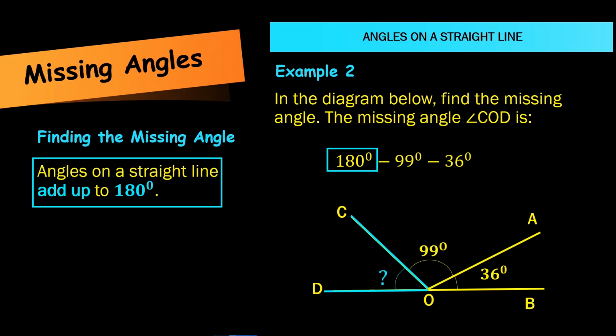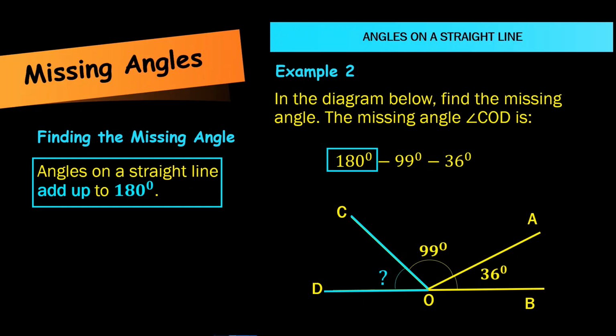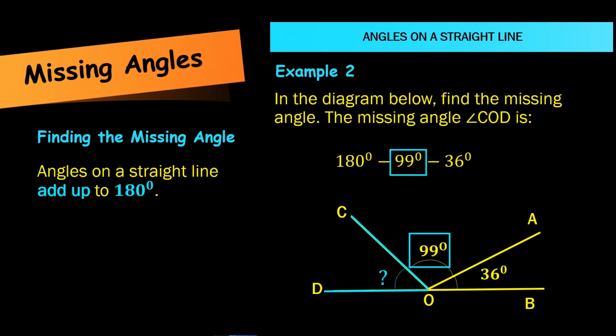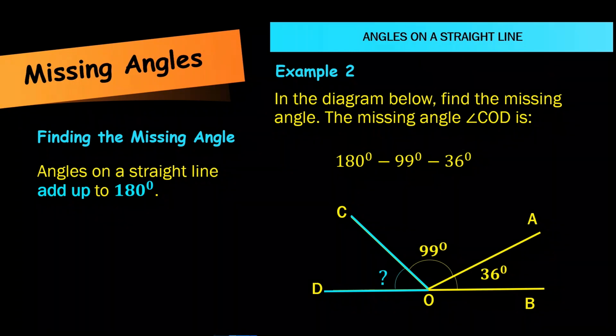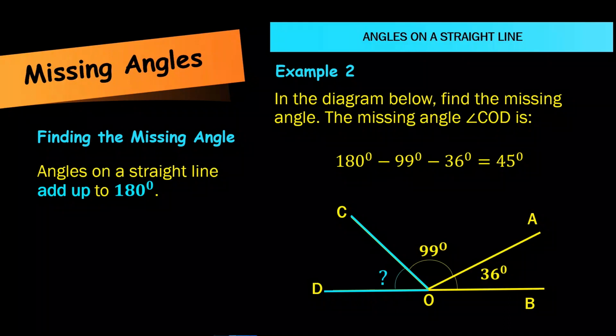All the angles on a straight line add up to 180 degrees. So in order to find this angle COD, we need to take the 180 degrees and subtract from it the other angles on the straight line. So we need to subtract 99 degrees, and we also need to subtract 36 degrees. This gives us 45 degrees. So angle COD is equal to 45 degrees.